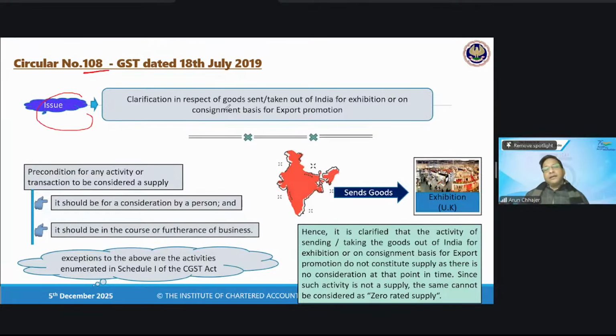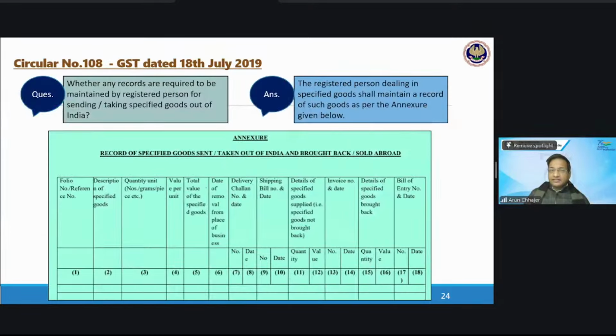It says that if the goods were sent or taken out of India for exhibition or consignment for export promotion, then, see, for example, will it be a supply? That was the question being analyzed by the circular 108. Then it says that if you are sending the goods to out of India for exhibition purpose, will there be any consideration? No. If there is no consideration, then would the transaction be taxable or would it be treated as supply even without consideration?